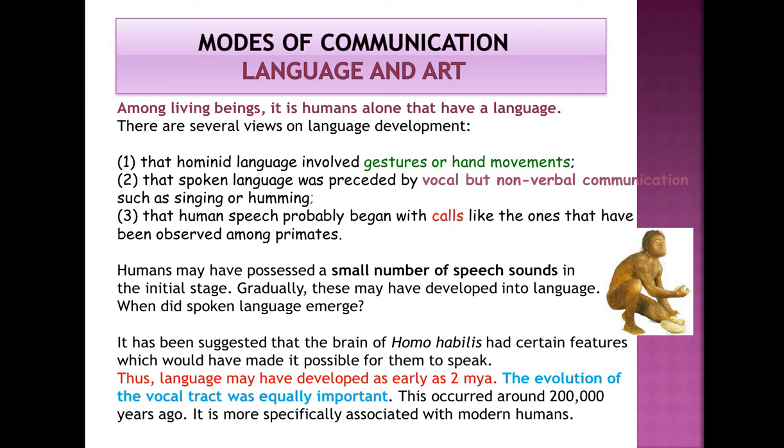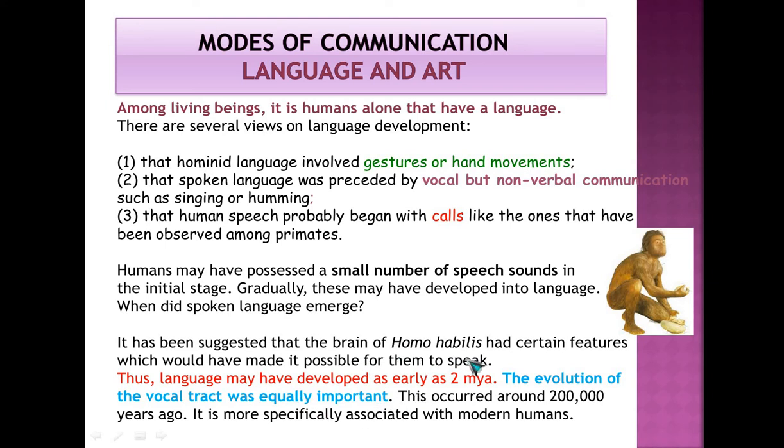And when did spoken language actually emerge? It is something very important. It is suggested that the brain of Homo habilis had certain features which would have made it possible for them to speak. So from Homo habilis, they started to speak, is the speculation and assessment that studies have come across and concluded. And thus we can say that language developed as early as 2 million years ago, and the evolution of the vocal tract was equally important.